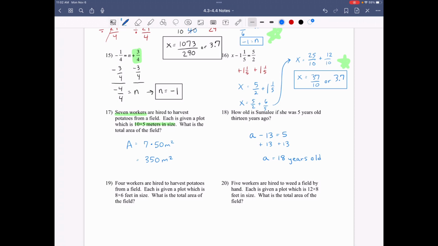Pause the video and you can do 19 and 20. Check your answers. If you got them correct, give yourself a star. And then you can go ahead and start your homework, which is very similar to this page of notes.